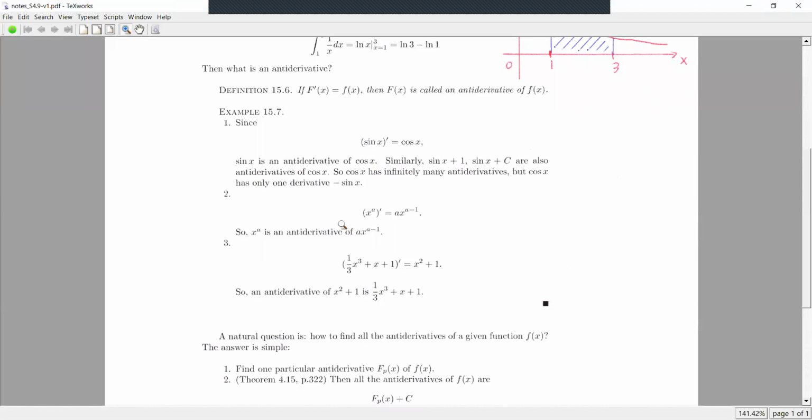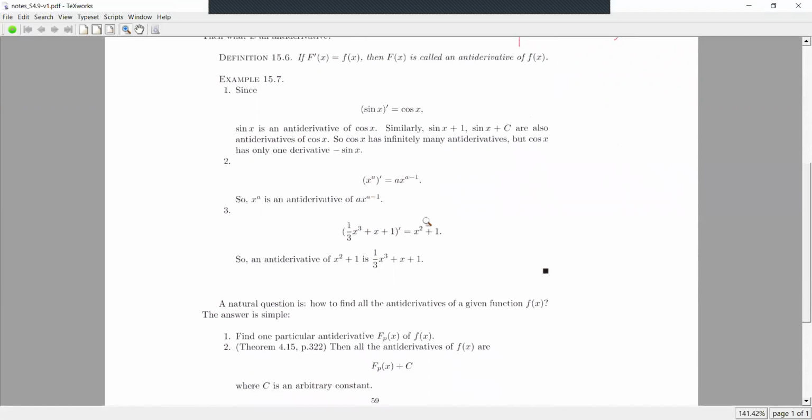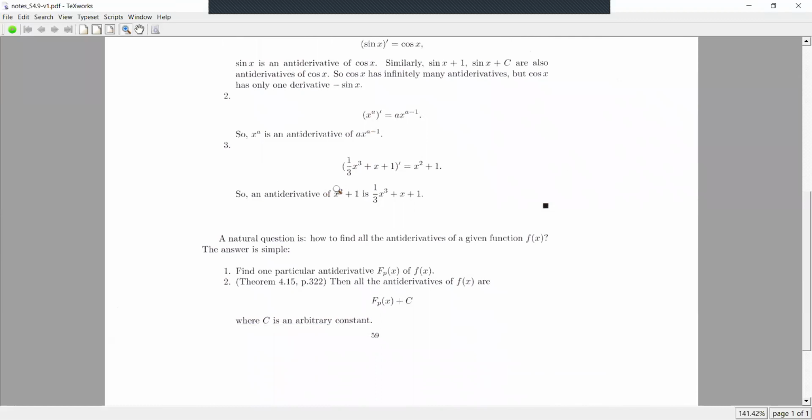Second example, this is the power formula for a power function. The derivative of x to the a is this function. So x to the a is an antiderivative of this function. Example 3. It is easy to see that the derivative of this polynomial is x squared plus 1. So this polynomial is an antiderivative of x squared plus 1.